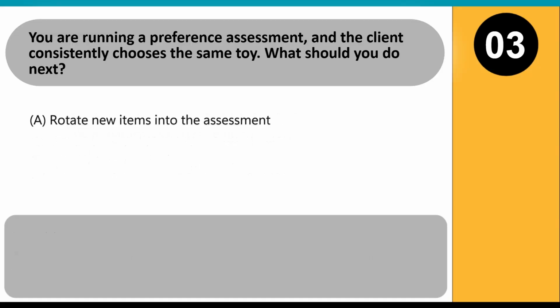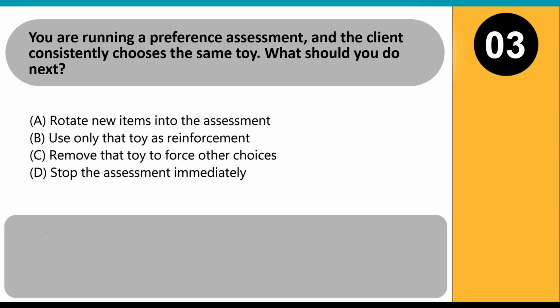You are running a preference assessment, and the client consistently chooses the same toy. What should you do next? A. Rotate new items into the assessment. B. Use only that toy as reinforcement. C. Remove that toy to force other choices. D. Stop the assessment immediately.